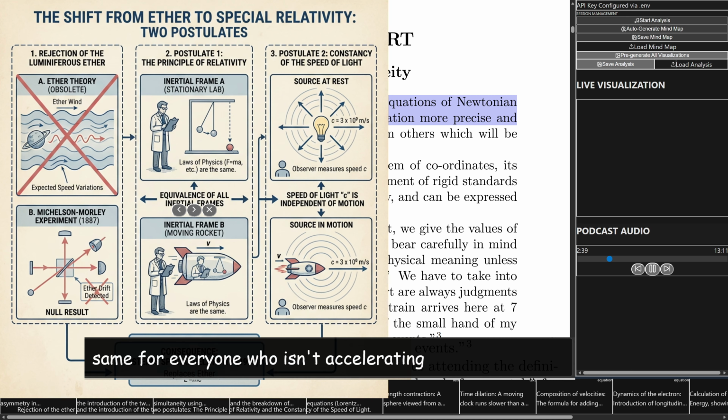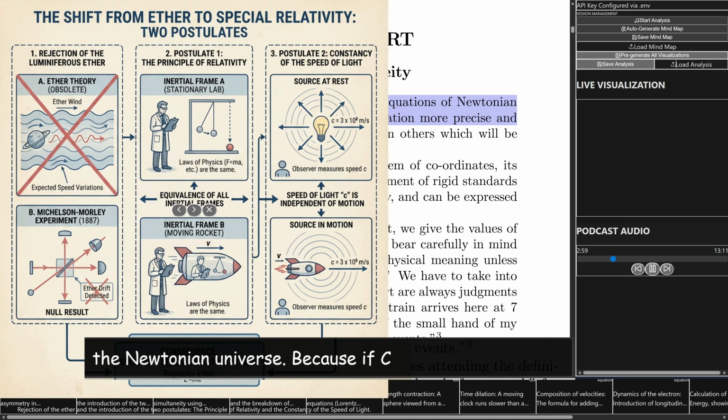Right. And the second one is the real bombshell. The speed of light. The principle of the constancy of light velocity. Light in a vacuum always travels at a specific speed, c, and that speed is the same for everyone, no matter how fast the source of the light is moving. And that simple idea just breaks everything, doesn't it? It completely upends the Newtonian universe.